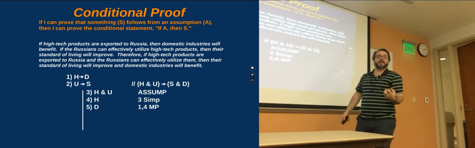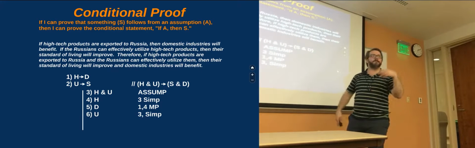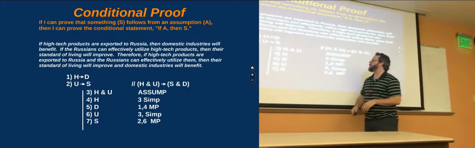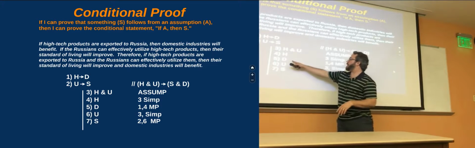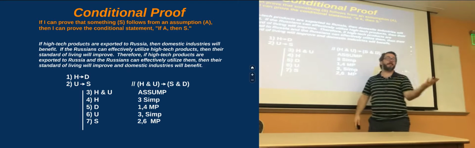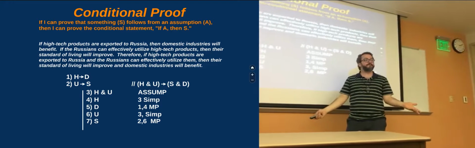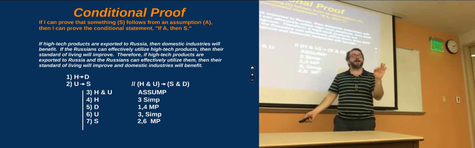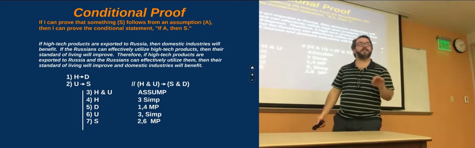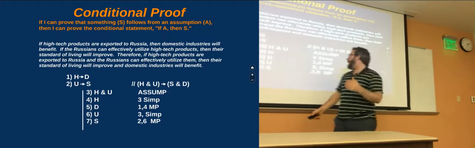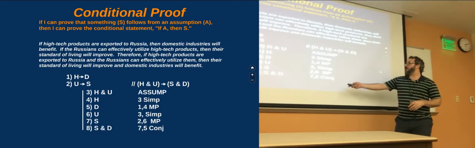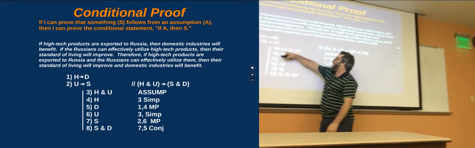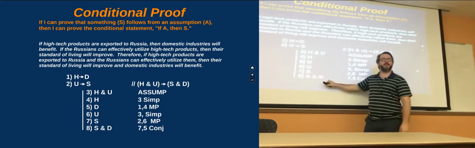And now I can get U. And U will get me S through modus ponens, 6 modus ponens. So I've got D, I've got S. If I have D and I have S, I have... It's not hard. Let me say it again. If I have D, comma, and I have S, comma, I have S and D through conjunction. And what I've shown here is, assuming H and U, I will get S and D.